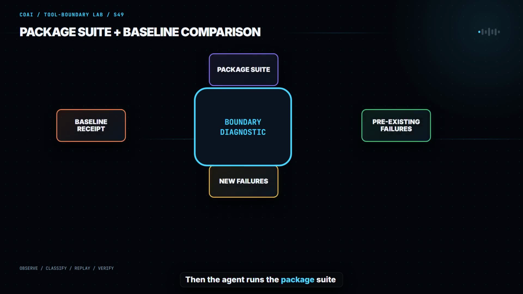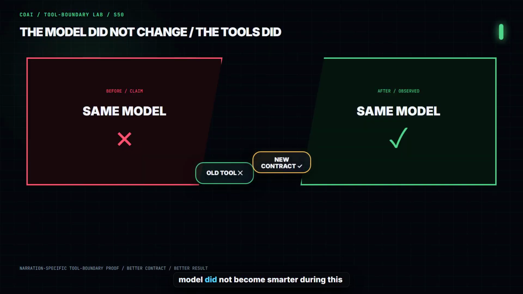Then the agent runs the package suite. If unrelated tests fail, the observation separates pre-existing failures from new failures by comparing the baseline receipt. The model did not become smarter during this example. The tools became harder to misunderstand.